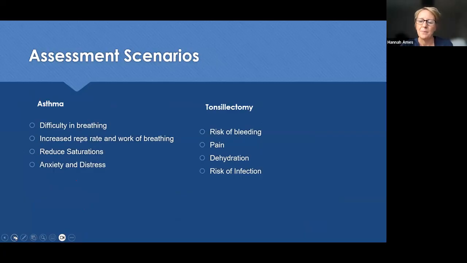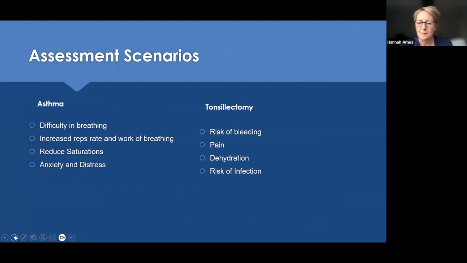In terms of your asthma, obviously with your asthma patient, there's going to be a presentation of difficulty in breathing, increased respiratory rate and work of breathing, wheeze, there could be some reduced saturations, and obviously anxiety and distress within the child and also the parent and carer.